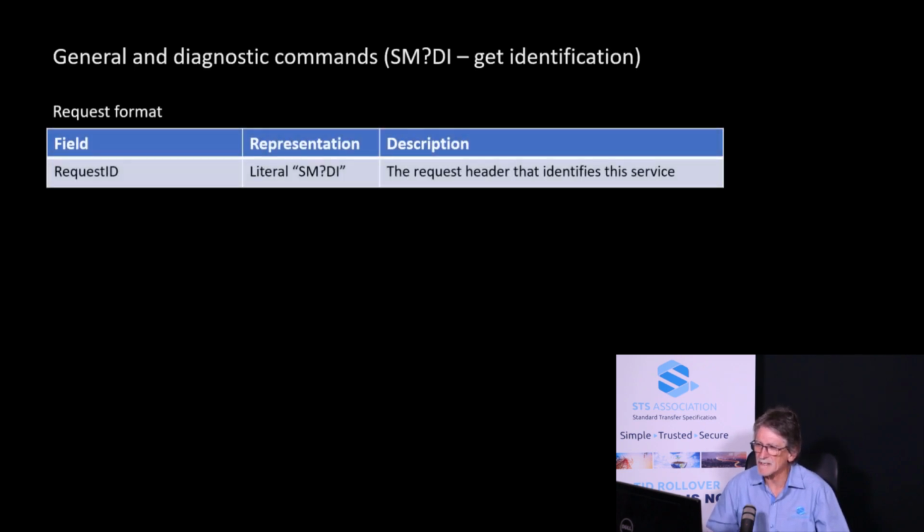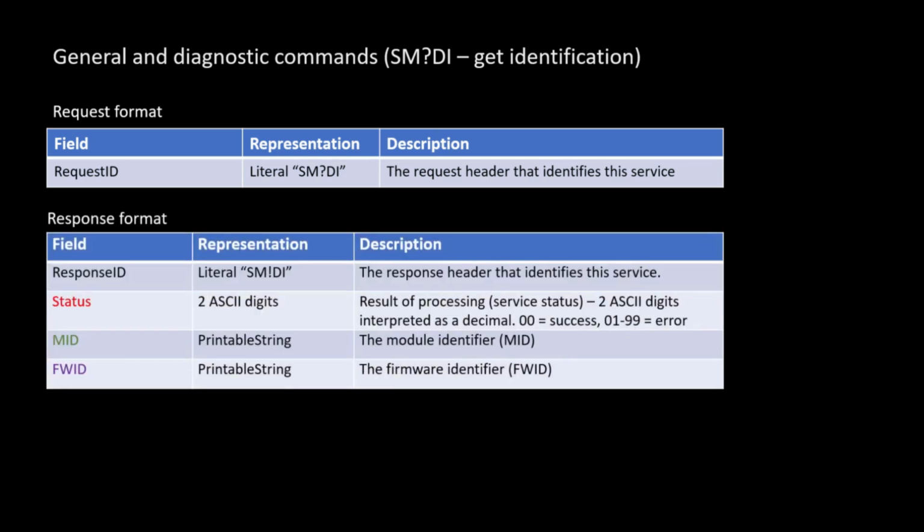General and diagnostic commands, and the first one is request ID, and it's an SMDI. If you have a look at it, the response format for that is literal SMDI with an exclamation mark. Then you get a status word, which is 2 ASCII digits. If you get a 00, it's success, and a 01 to 99 is an error code. Then you get the MID, which is a printable string and is the module identifier, and the firmware ID, which is a printable string as well.